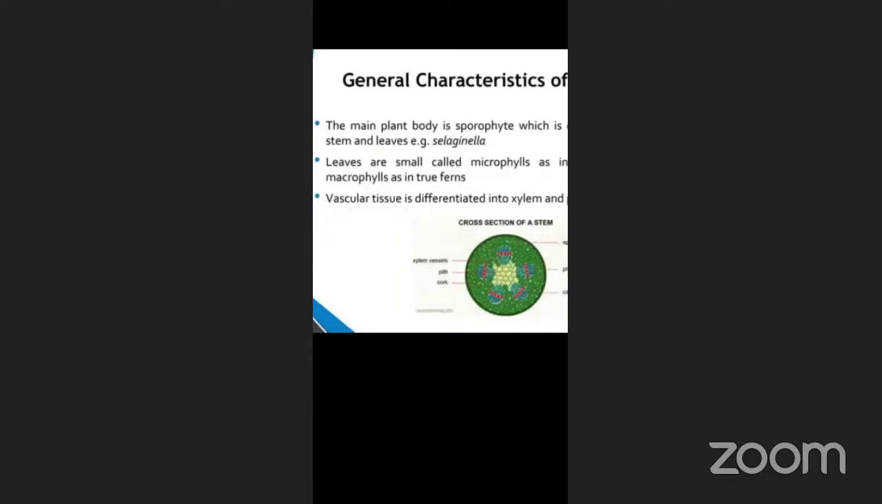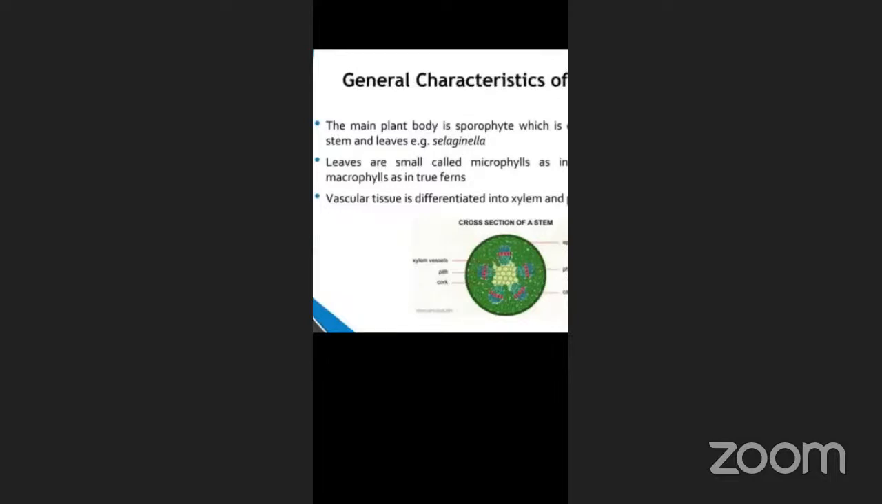Then another one is the protostele condition. Protostele means without pith: xylem and phloem are present and there is no central parenchymatous pith. That condition we call the protostele.